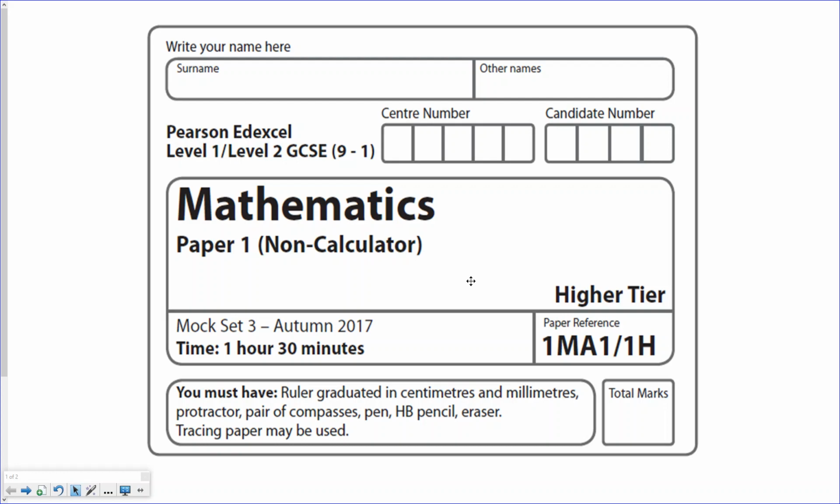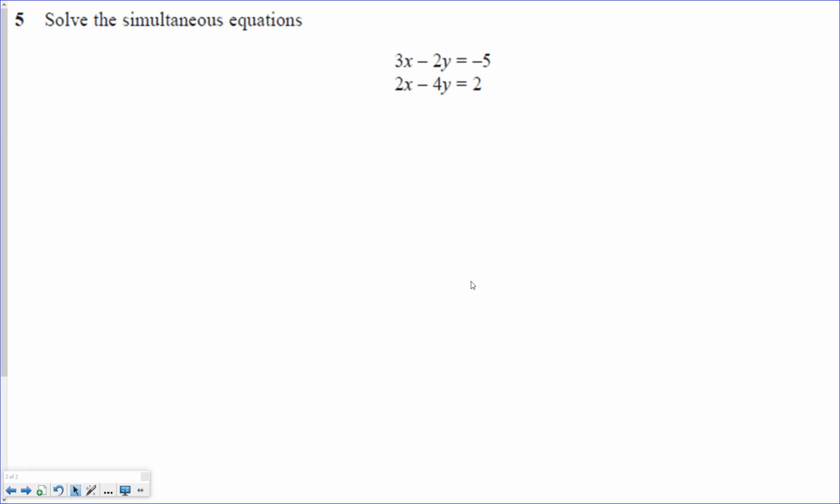Edexcel Mock Set 3, Paper 1. This is going to be question 5. This is a classic simultaneous equation question. We're going to underline the entire question, solve the simultaneous equation. This question comes up almost every single year, so it's a very important question.